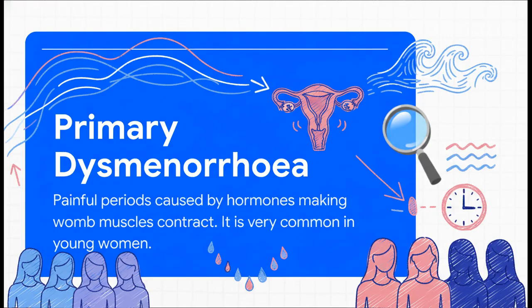Now you have to explain what that medical term actually means. Ditch the jargon, keep it simple and clear. You could say, primary dysmenorrhea is just a medical term for painful periods. It's caused by natural hormones that make the muscles of the womb contract during your period. It's actually really common in young women.